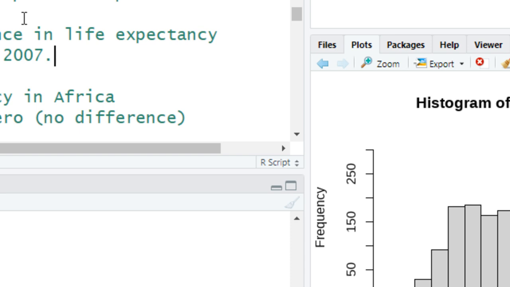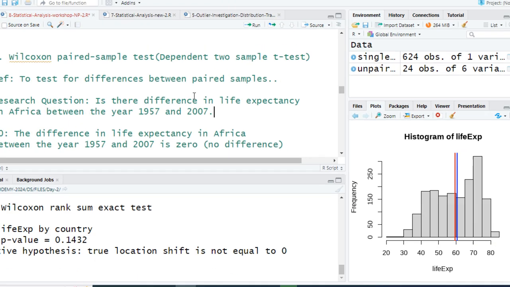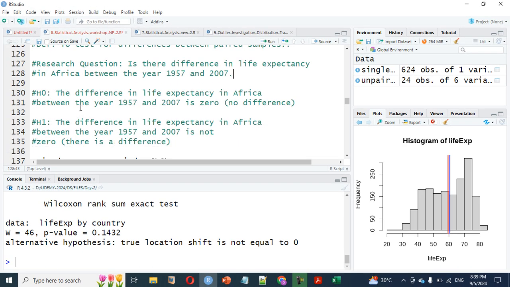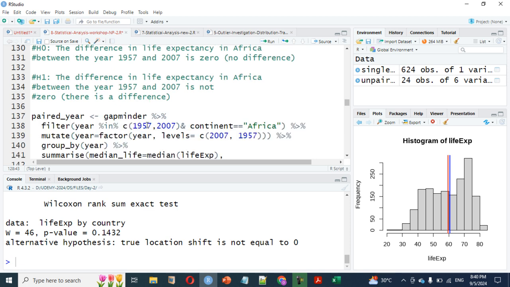So it's the same thing, just that the data set is not the same. The difference in life expectancy in Africa between the year 1957 and 2007 is zero, no difference. That is our H0, our null hypothesis. The alternative is that the difference in life expectancy in Africa between 1957 and 2007 is not zero. I think there's a difference. That's what we are talking about now. So let's carry out the test now.